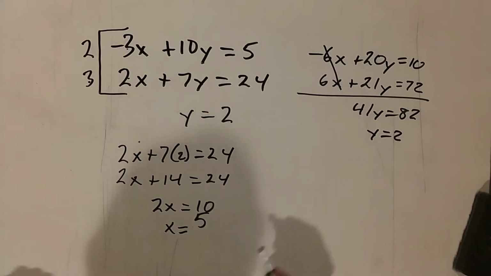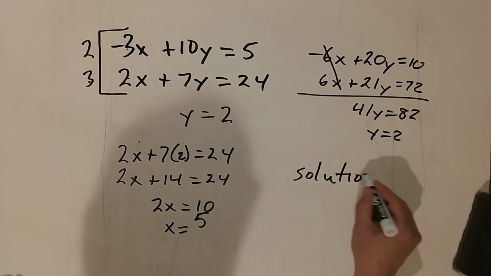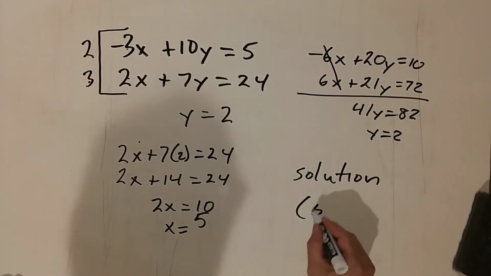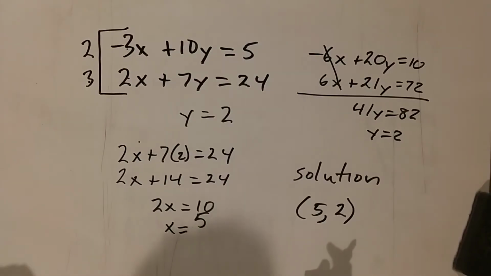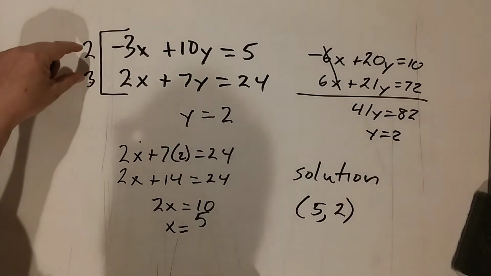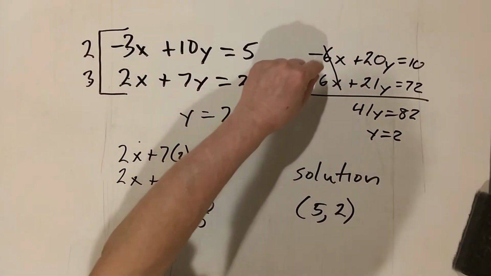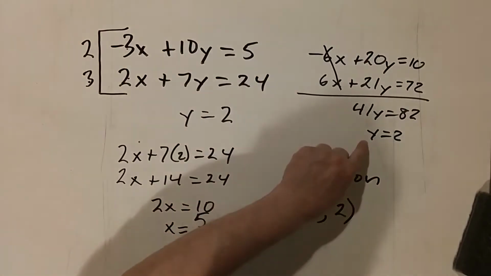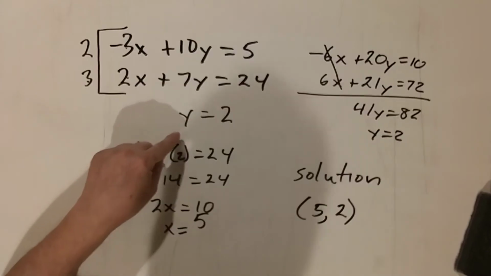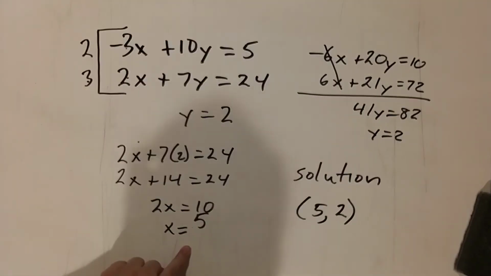We often write this solution as an ordered pair, x first, y second. Solution, 5, 2. Notice the 4 steps. Multiplying, switching these numbers and multiplying so we can add equations together to get rid of x. Once we solve for y, then we can plug y back into one of the equations to solve for x, and that will give us the second solution.